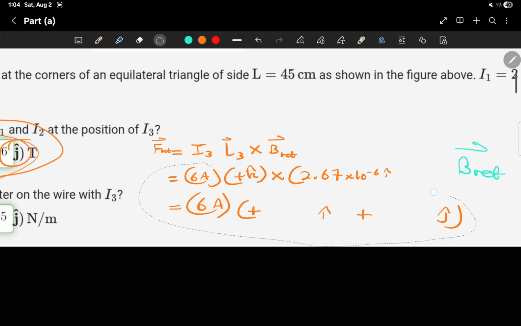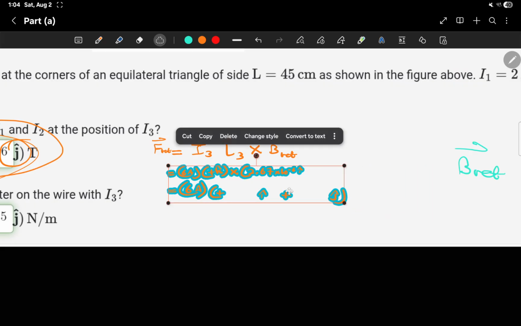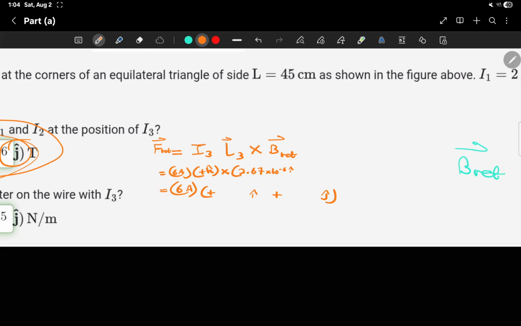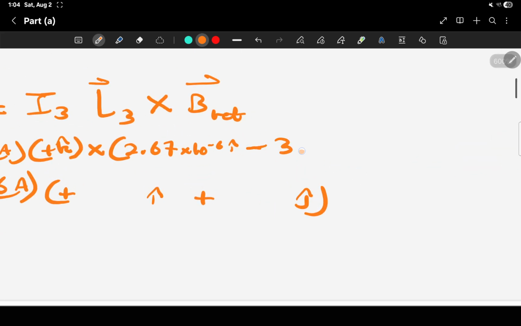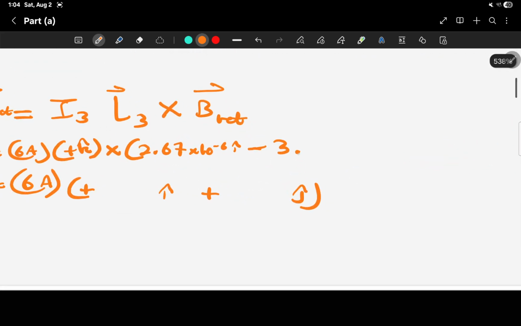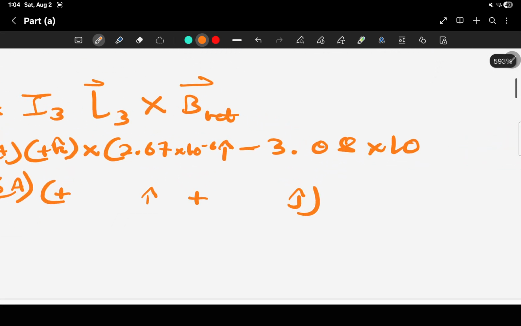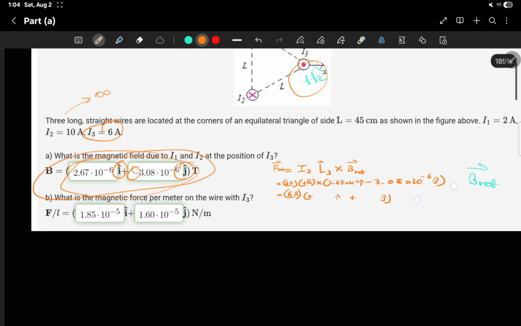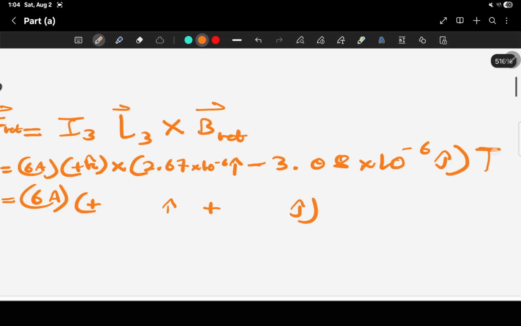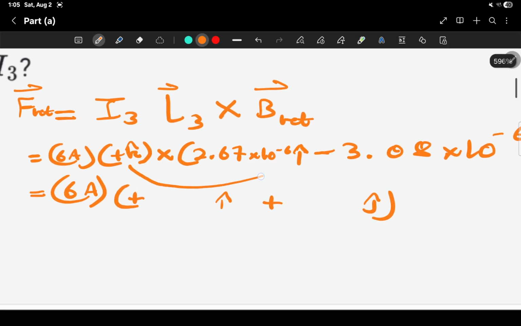I'll make my writing a bit smaller for you so you can see everything in one straight line, and then it's minus 3.08 times 10 to the power minus 6 in the j hat direction. And of course Tesla for units. So we kind of already did the unit vectors, we handled them, and we handled that negative sign.